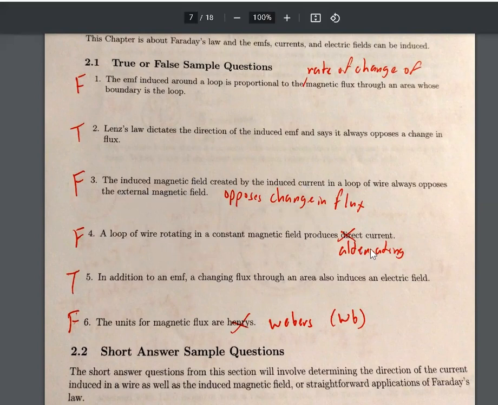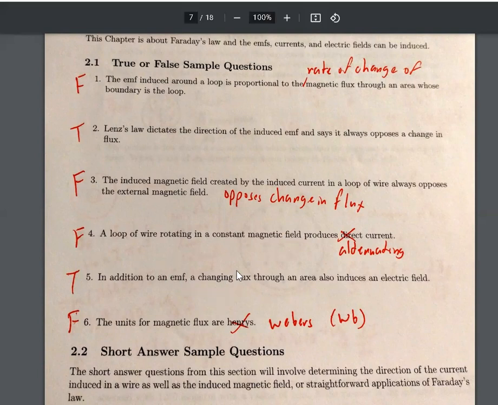All right, now a loop of wire rotating in a constant magnetic field produces alternating current. So if you remember, we did the calculation, it was proportional to sine of omega t, where omega was the rate at which the thing was rotating. This is also exactly how an electric generator works, and those create alternating current.